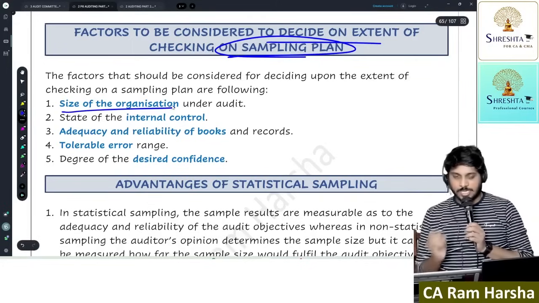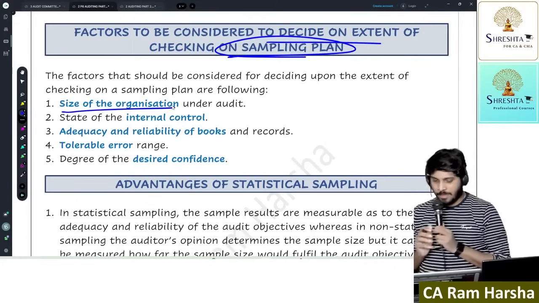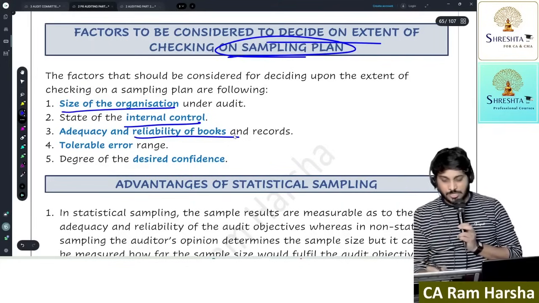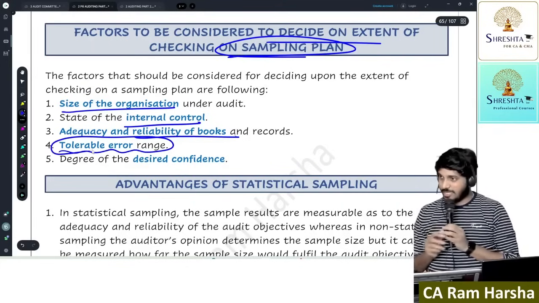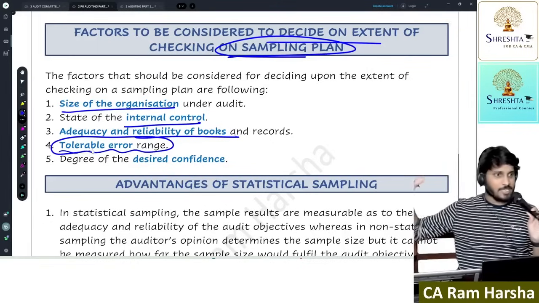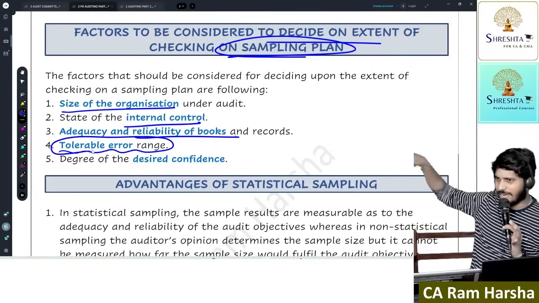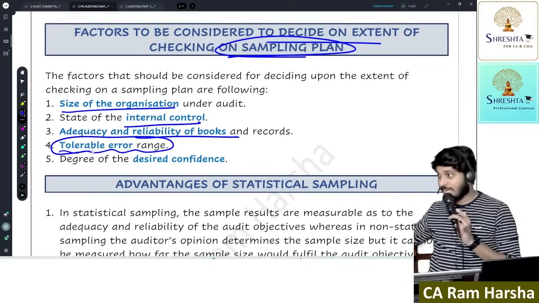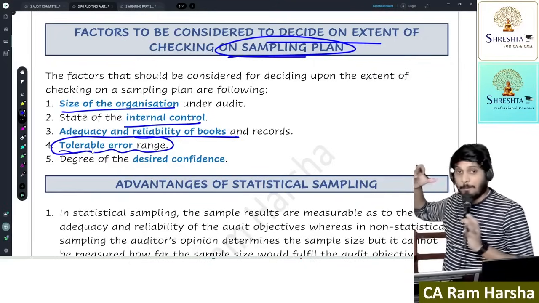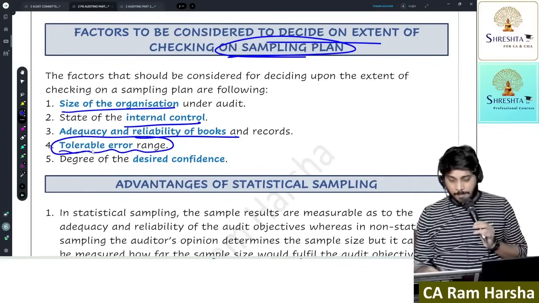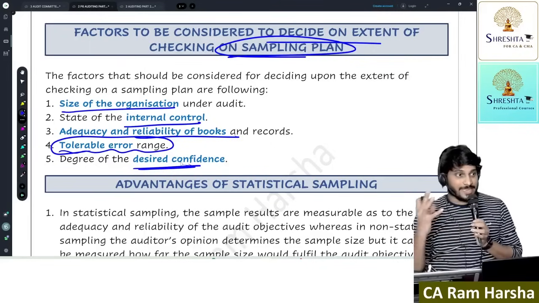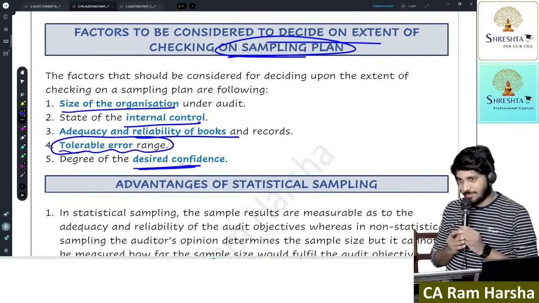It depends upon the size of the organization. It depends upon internal control, reliability of books, tolerable error range. In this company, what is the error range possibility? If it is within my tolerance level, okay, I can go with sampling. Suppose the errors are beyond the tolerable limit, better I will not go for sampling. And how much confidence you want? The greater the confidence you require, the greater must be the sample size.